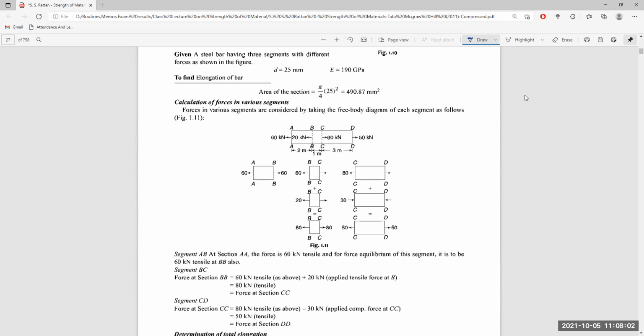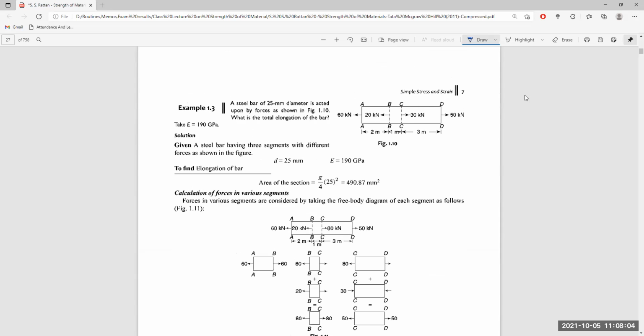Achha. What is given here? A steel bar of 25 millimeter diameter is given and acted upon by forces as shown here. What is the total elongation? What is shown here is 25 millimeter is the diameter. It means the steel bar is uniform in diameter throughout the length.